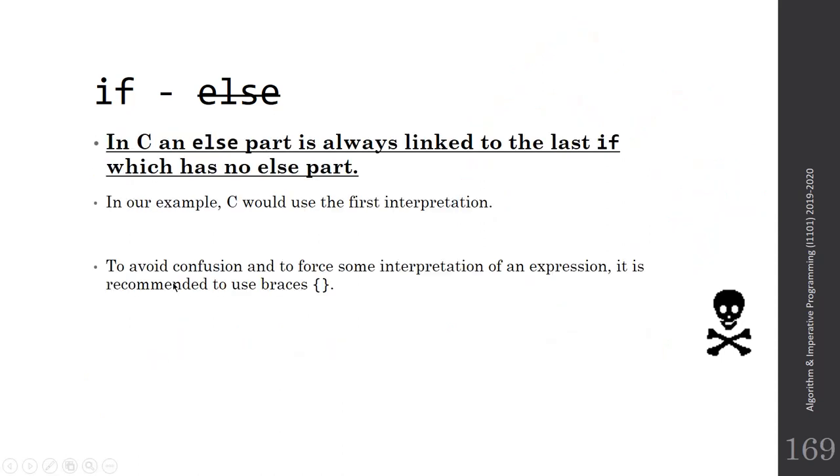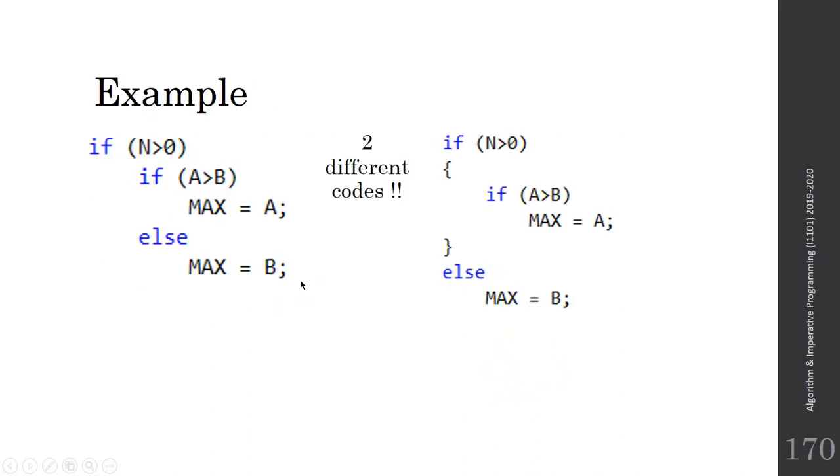So, as a rule, whenever we see an else and there are no curly braces, we link it to the last if we have. So if we don't want to have confusion, make sure to use braces. So let's see an example.